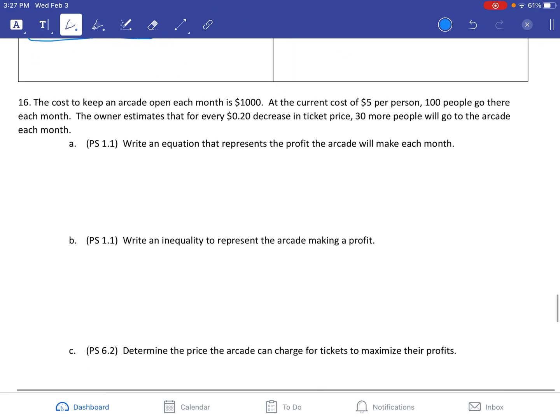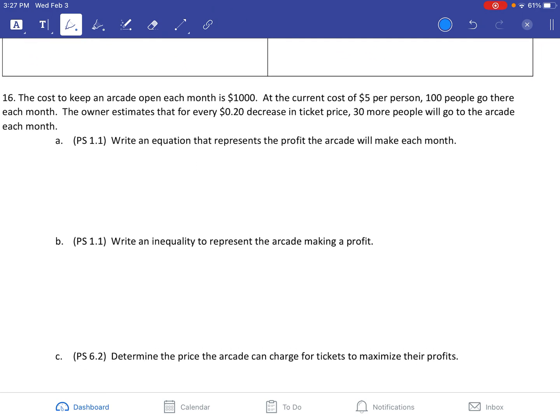All right, some of the word problems. So first we have to write an equation that'll make a profit for the arcade each month. So the cost to keep an arcade open each month is $1,000. At the current cost of $5 per person, 100 people go there each month. The owner estimates that for every 20-cent decrease in ticket price, 30 more people will go to the arcade each month. Okay, so that's what we're going to do.